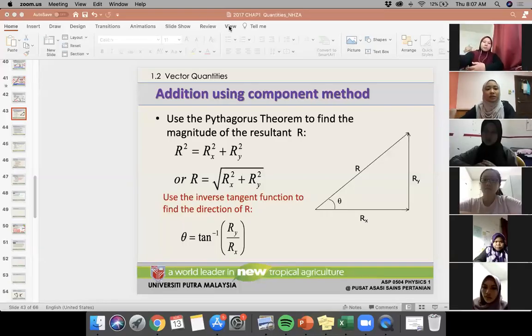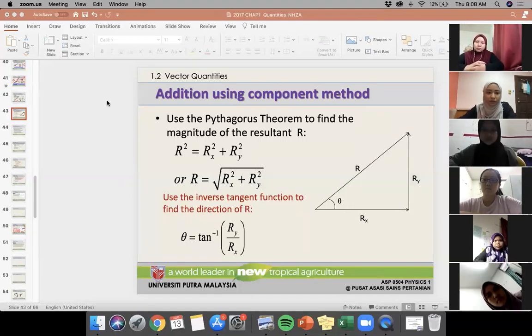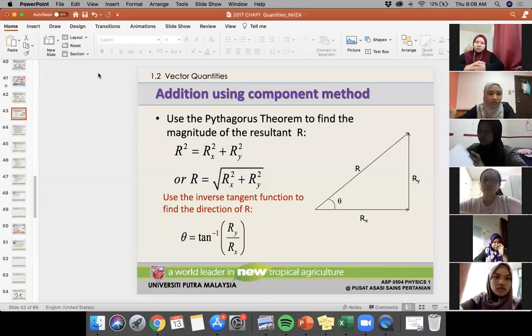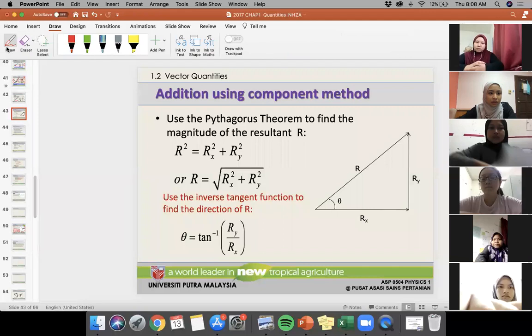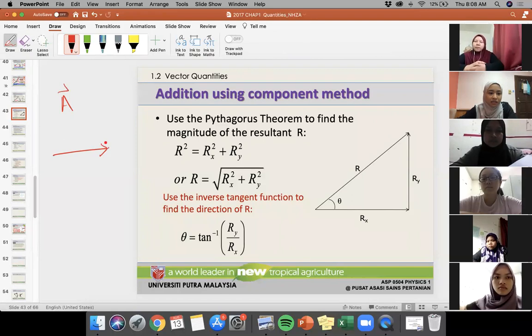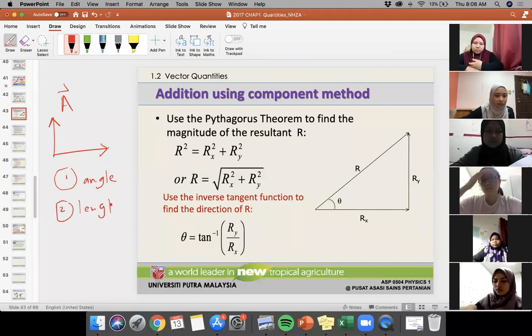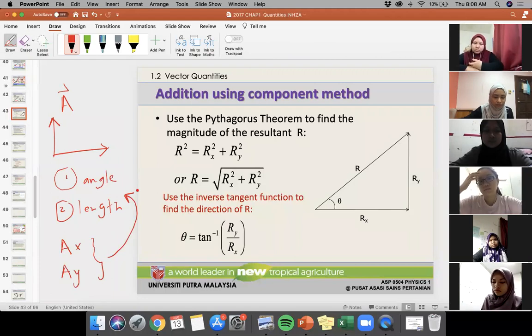Okay. So last time we talked about how to resolve components, right? So we have a vector, let's say vector A, draw. We have a vector A, and if the vector is not on the x-axis or the y-axis, you must resolve it. For you to resolve it, you need to know the angle or the length, okay? But if they give you the x component and the y component of that vector, you can find these two, right? Okay. And how do you find it?